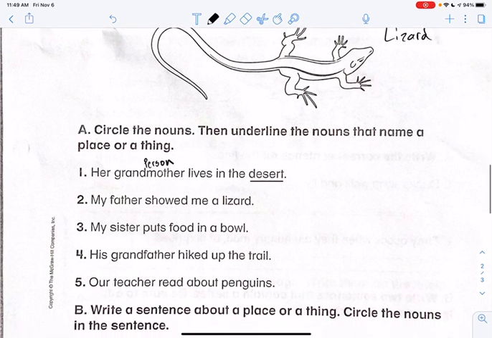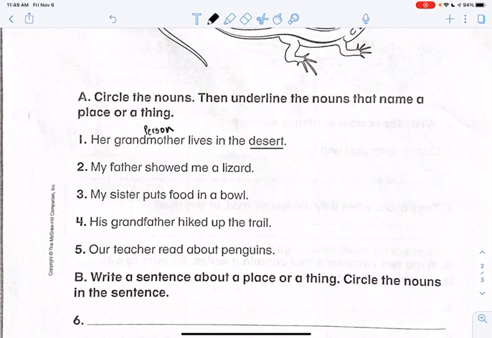All right, let's look at the next one. My father showed me a lizard. Which one is the place or thing? Remember, father is a person, so it's not that one. Even though it's still a noun, it's not the one we're underlining.